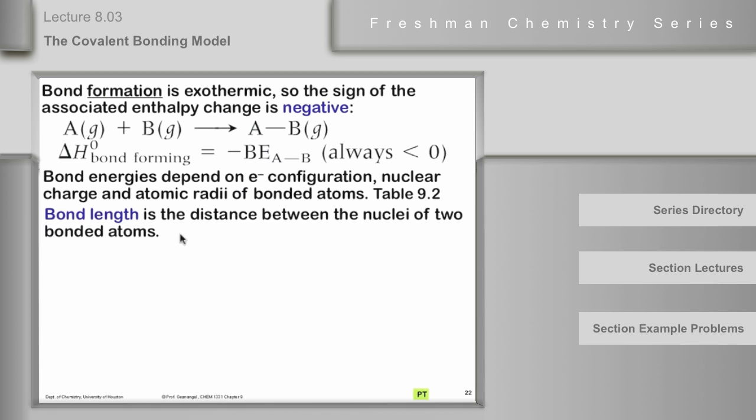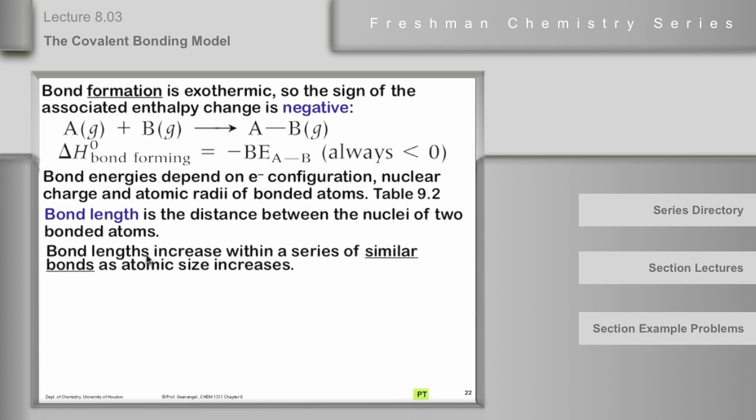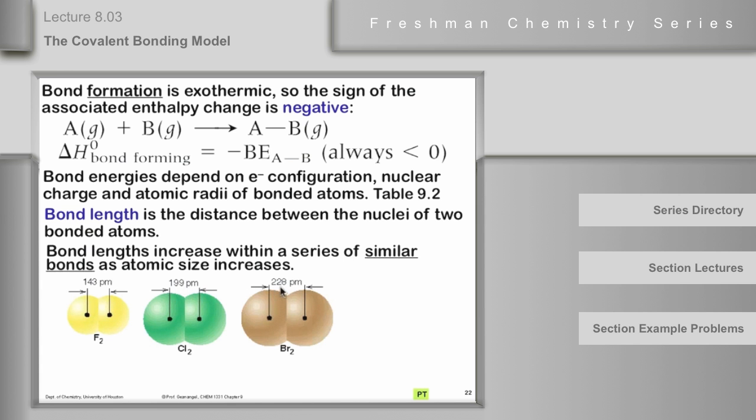Now, the bond length, as we said 4 or 5 slides back, is the distance between the nuclei of the two bonded atoms. The distance between the nuclei. All right. Now, bond lengths increase in a series of similar bonds as the atomic size increases, because as the atoms get bigger, they're naturally going to be further apart in the molecule. Okay? If you look, for example, at the dihalogen, four of the famous 7 diatomics are dihalogen. So these are 2-scale pictures of F2, where the bond distance is 143 picometers, Cl2, where it's about 200, Br2, where it's about 220, almost 230, and I2, where it's 266.